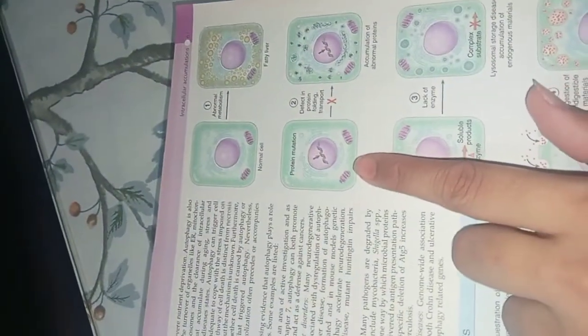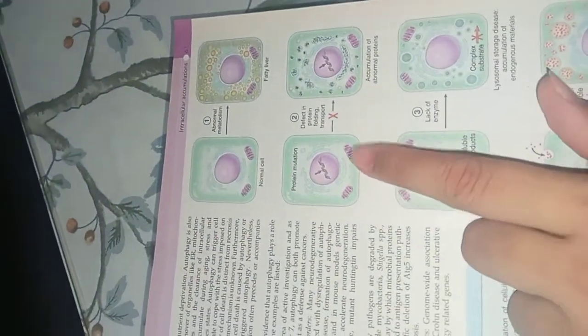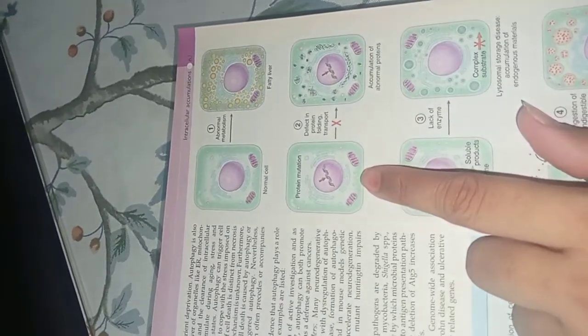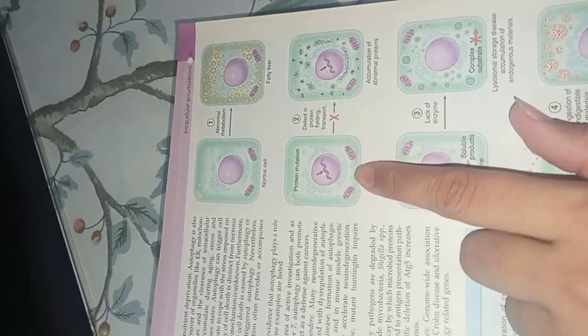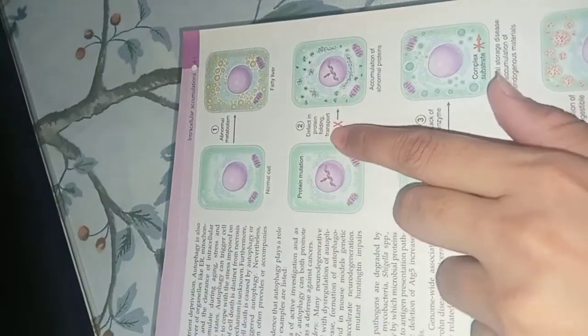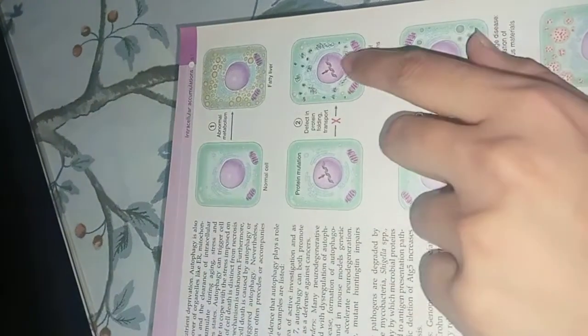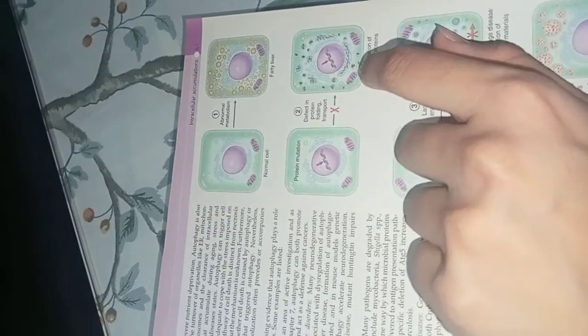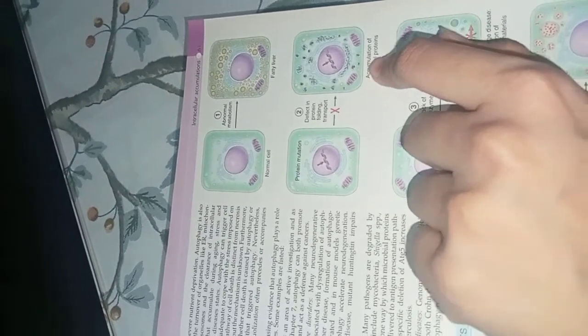The second example is protein mutation. If there is a defective protein or some deficiency, like in alpha-1 antitrypsin deficiency, there is a defect in protein folding and transport and there will be abnormal proteins. Here you can see these are the abnormal proteins. They are accumulating inside the cytoplasm. That will also initiate the cell injury process.